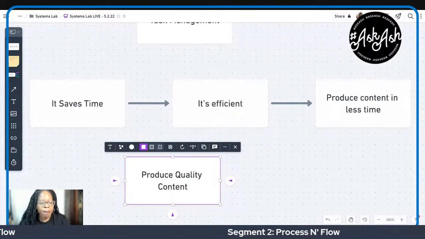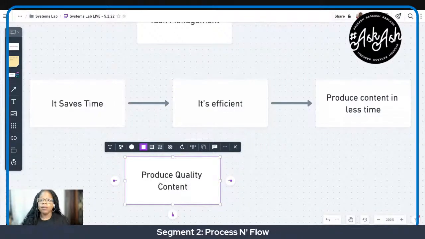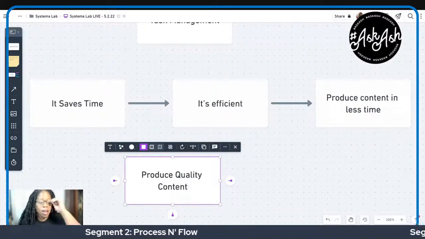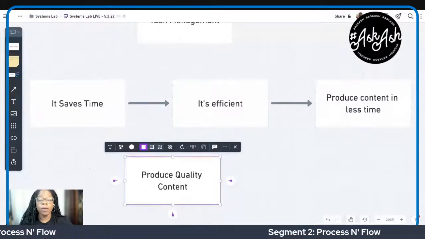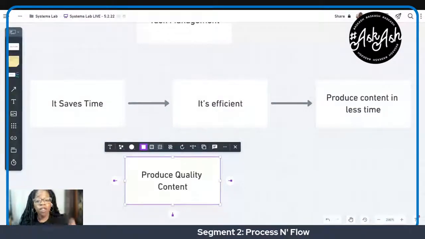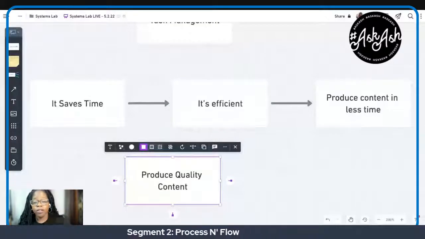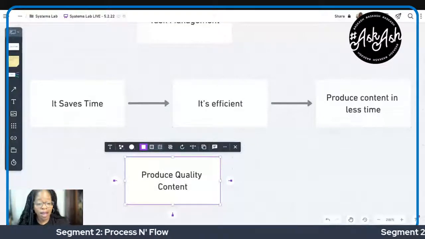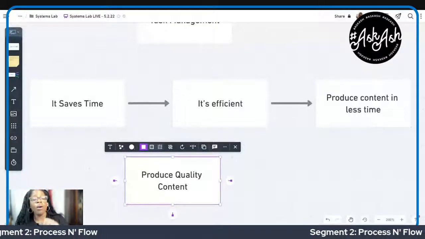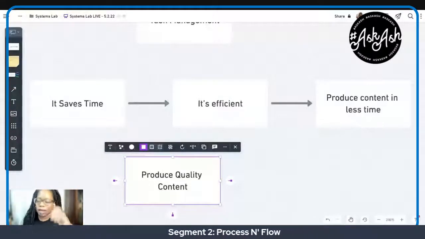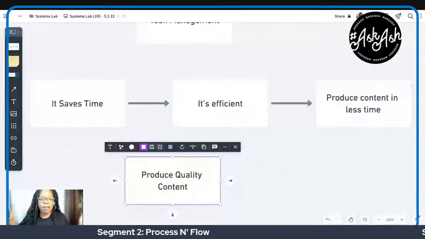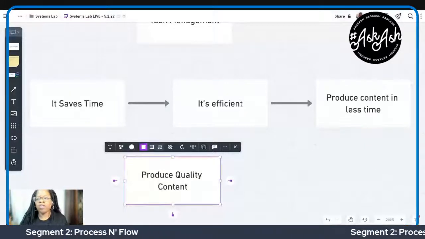All right, so that's why. We're going to give you a few reasons. It saves time because having a process in place will help you to become more efficient and you can produce content in less time. And also, by having a process in place, you're going to be producing more quality content. Why? Because you have a strategy in place.